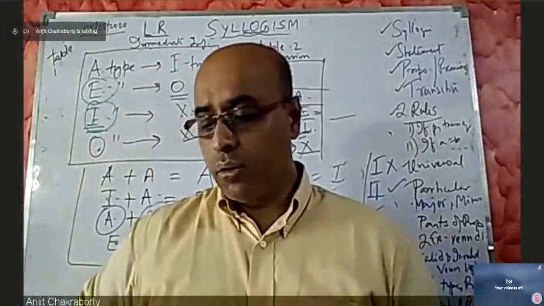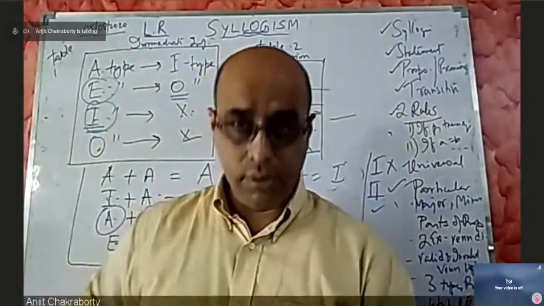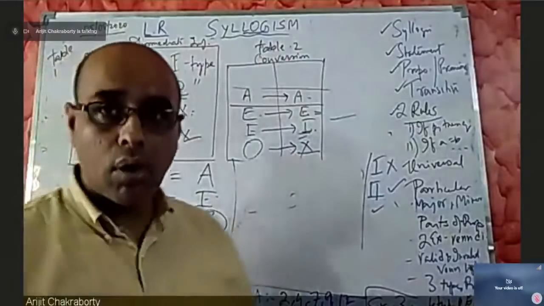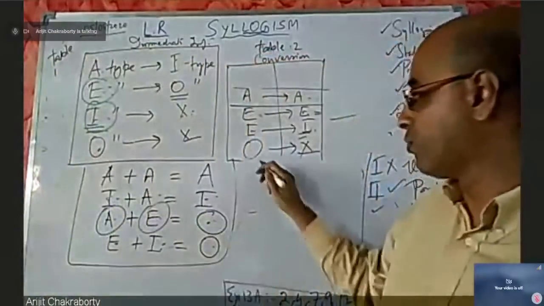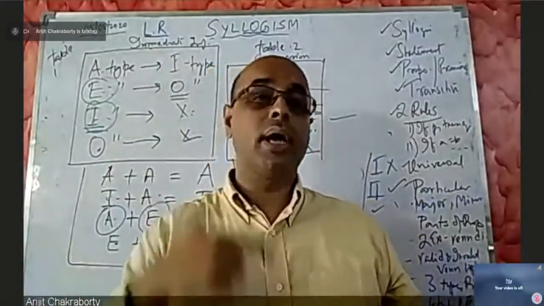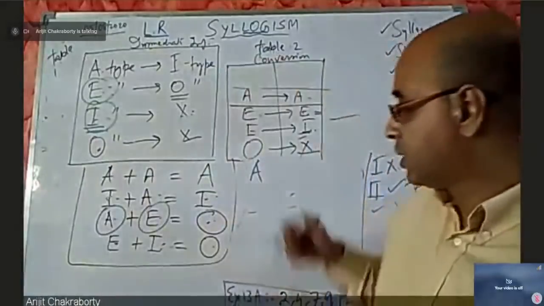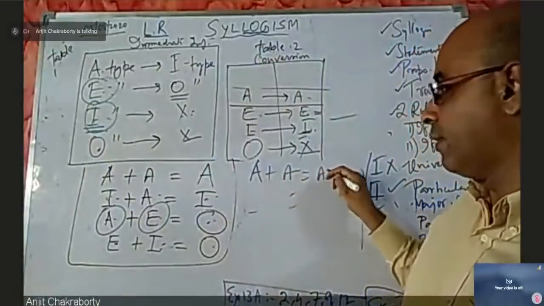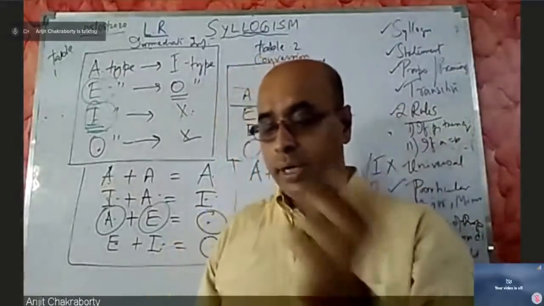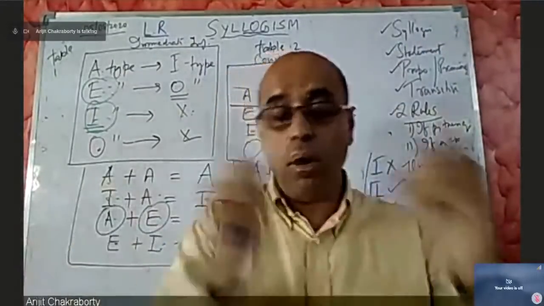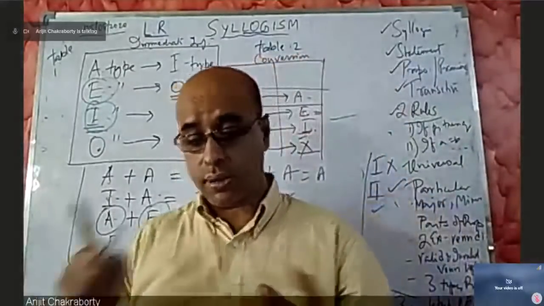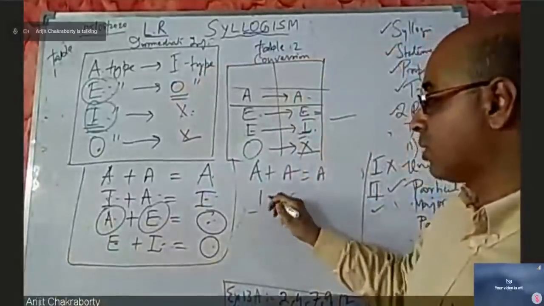All men are women. First statement is all men are women. So this is A type. All means everybody. All women are crazy. This is also A type. So A plus A will give me A. So all men are women, all women are crazy, so the conclusion is all men are crazy. So conclusion number 1 is correct.